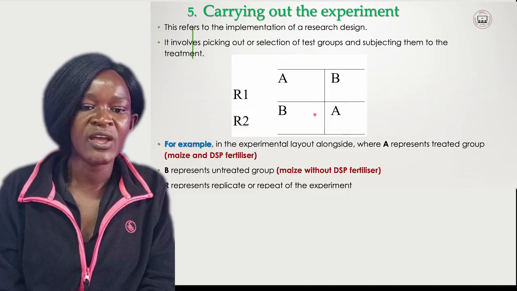So that we are very sure that the effect of DSP fertilizer is the only one having the impact on the maize growth or not. Otherwise, if you just conduct the experiment once, you may draw the wrong conclusion that DSP fertilizer had the impact, while in actual sense, where you planted the maize and applied DSP fertilizer, maybe that plot was fertile already. That's why there was fast growth. So to prevent those interferences, there is need to repeat the experiment and also interchange the test group as well as the control group.